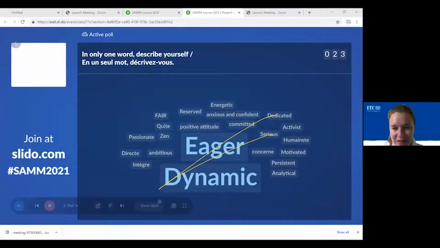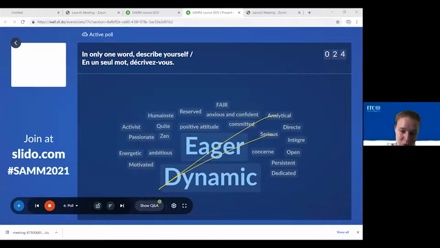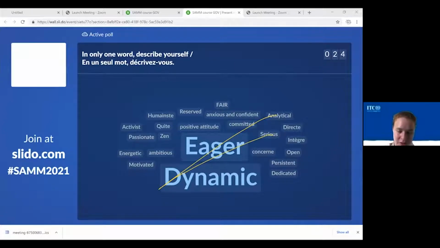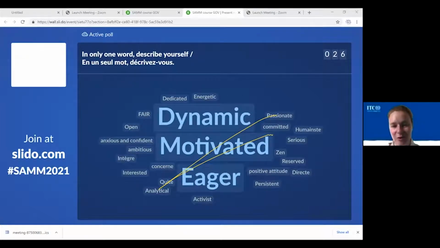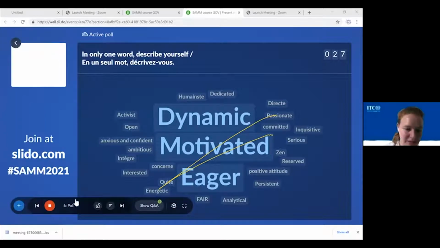Right. So we have many dynamic and eager people. So these are the two biggest words you used to describe yourself. So I hope you don't forget that description you made of yourself through the week. So we can also see committed, positive attitude, energetic, motivated. So here are the three main characteristics of you: dynamic, motivated, and eager.